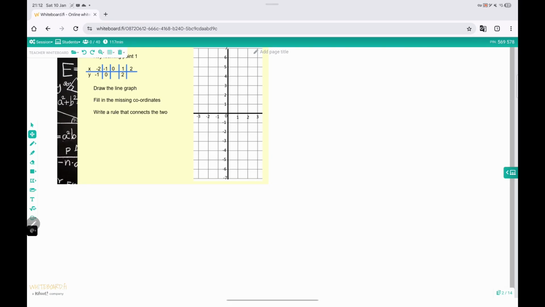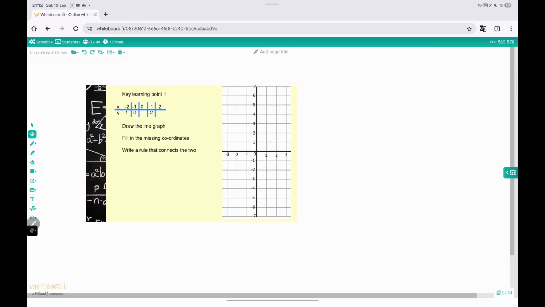Okay, so in this example, we need to fill in the missing coordinates and write a rule that connects the two. So on this occasion, where we've got a few coordinates already, we can fill in any that fit on the graph. So minus 2, 0 goes here. It doesn't go there, goes there. Oh, this isn't a good start, is it? That is not the correct coordinate.